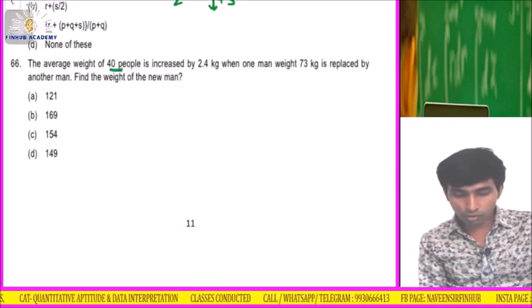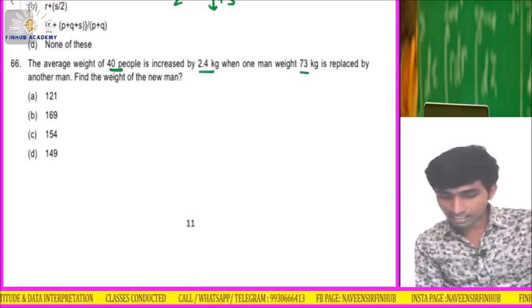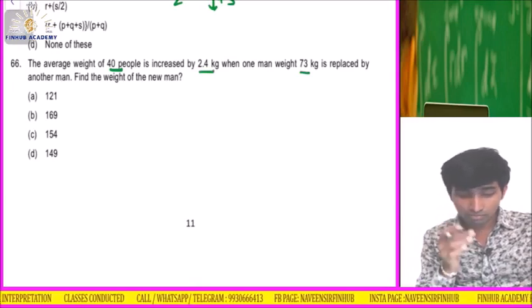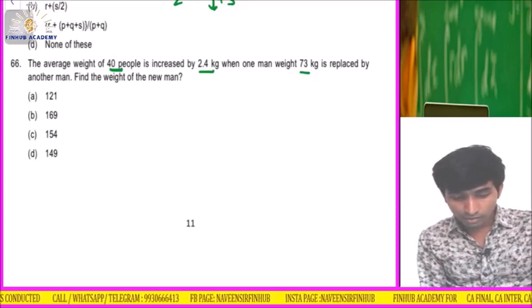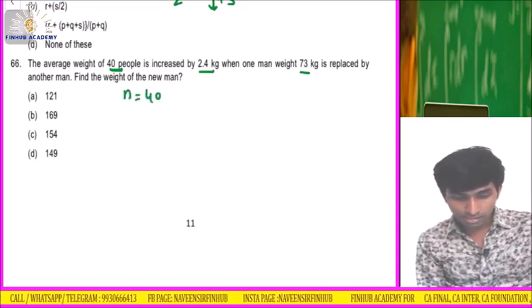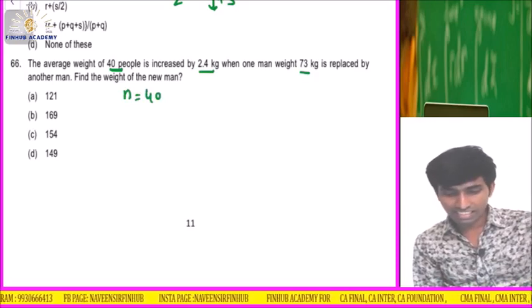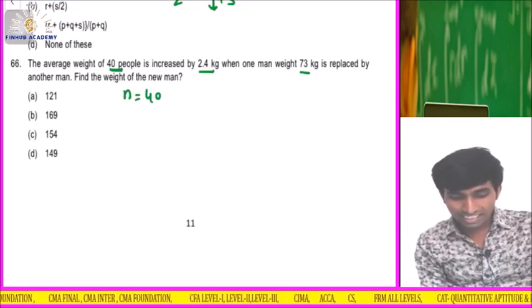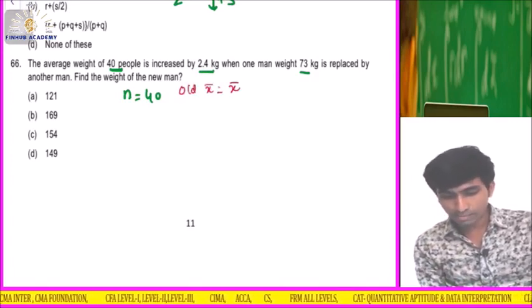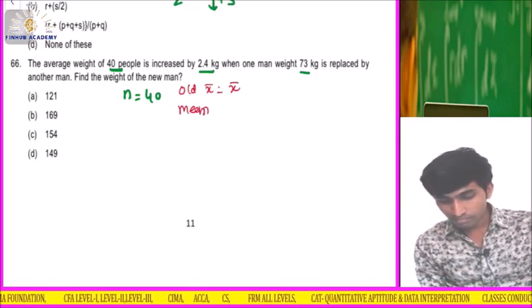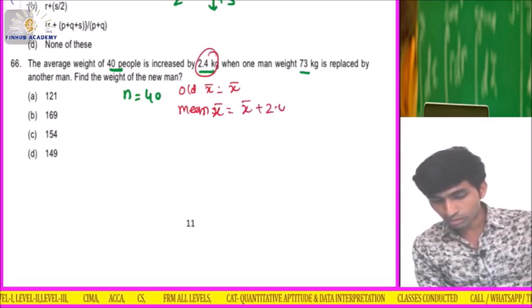The average weight of 40 people is increased by 2.4 kg when one man, whose weight is 73, is replaced by another man. What is the weight of the new man? Okay, understand. So what they are saying: the average weight of 40 people, so there were 40 people, is increased by 2.4 kg when one man of weight 73 kg is replaced. So that n is 40. Let's say I don't know the old mean, so let's say the old x bar is x bar. So the new mean is how much? New x bar is, it increased by 2.4, so x bar plus 2.4, correct?